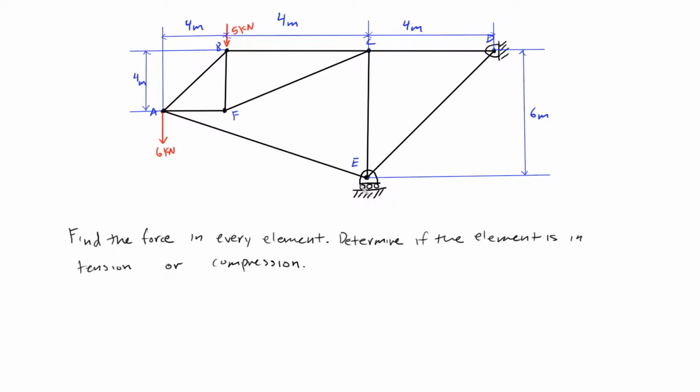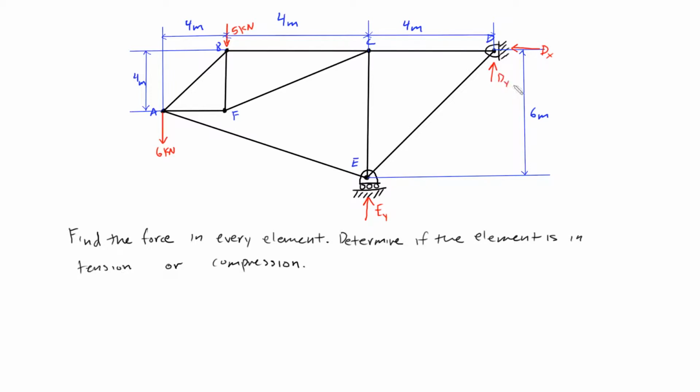So what we have here, we have a roller, and we have a pivot here, and we're told to find the force in every element, so every two force member, and determine if the two force member is in tension or compression. So if we look at the reaction forces of this whole diagram, we have a normal force due to this roller, we'll call EY, and then we have a reaction force going in the X and Y direction of the pivot, so we'll call this DX and DY.